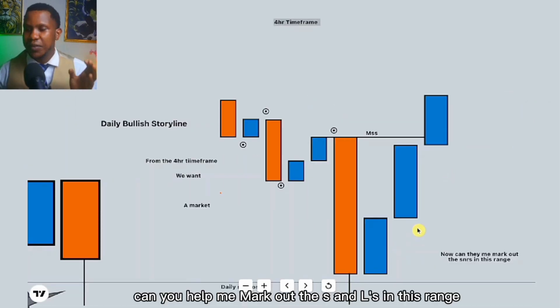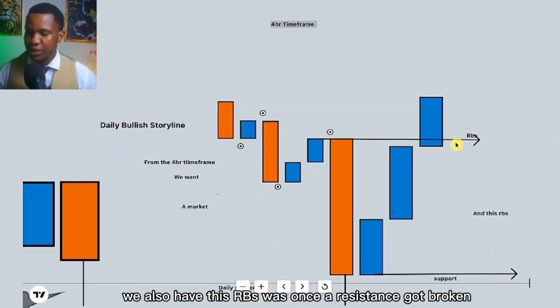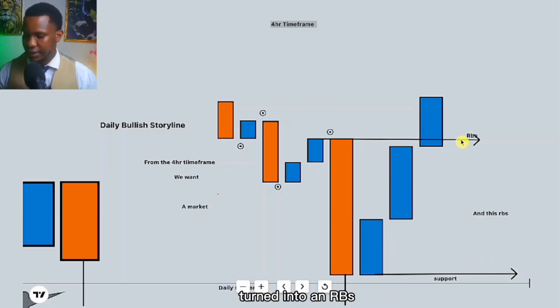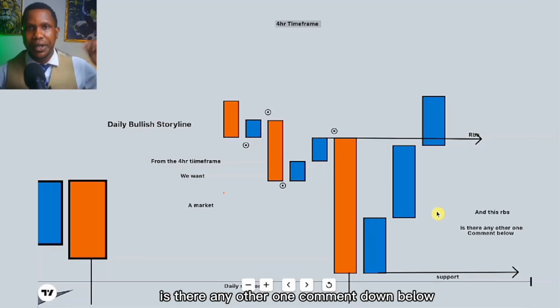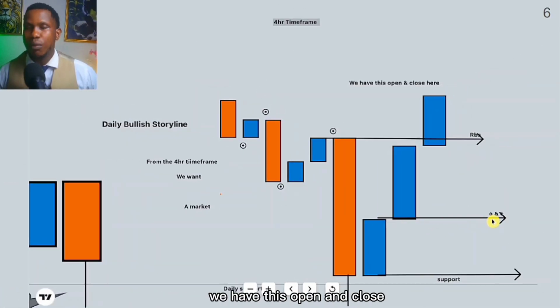Now can you help me mark out the SNRs in this range? We have this support right here. We also have this RBS, which was once a resistance, got broken, and turned into an RBS. Is there any other one? Comment down below. If you said no, you are wrong. We have this open and close.